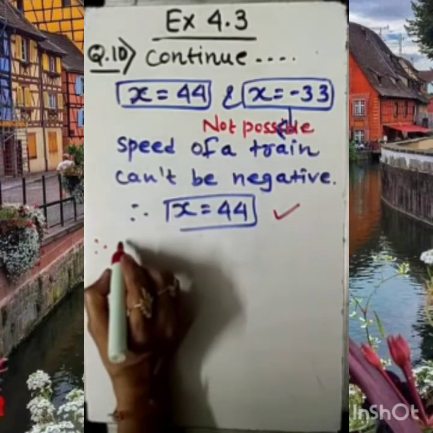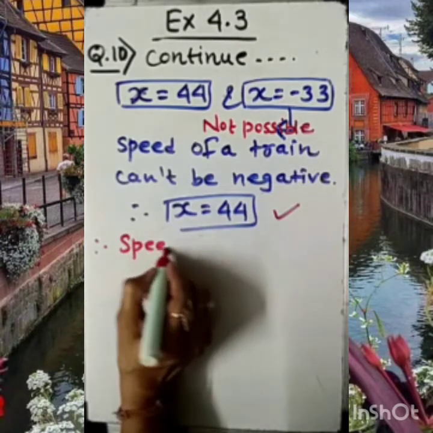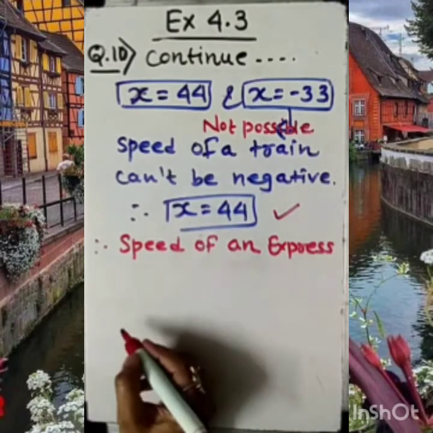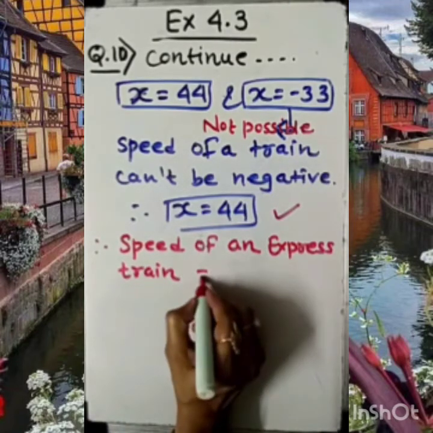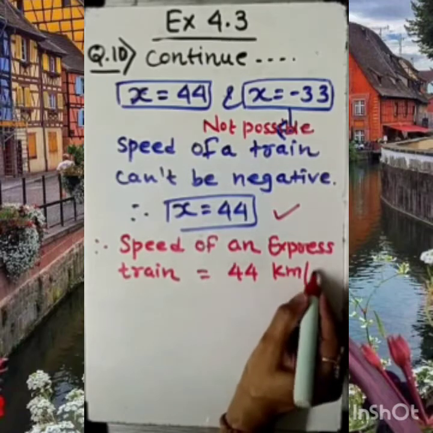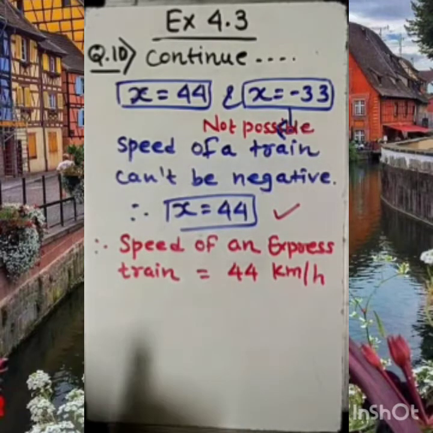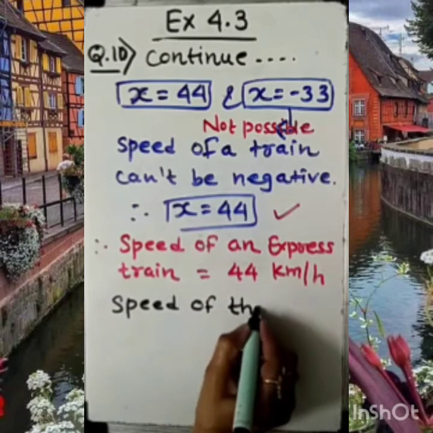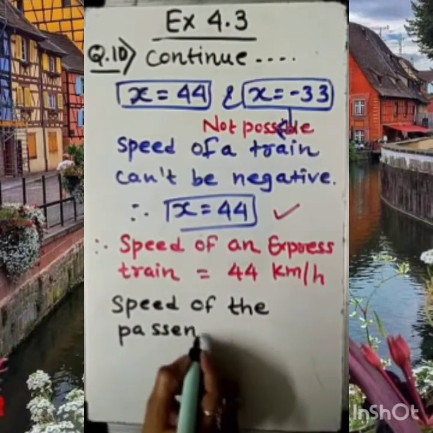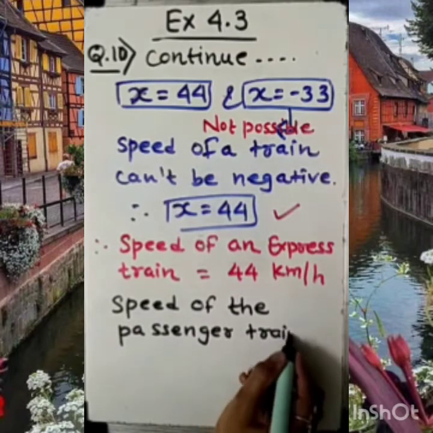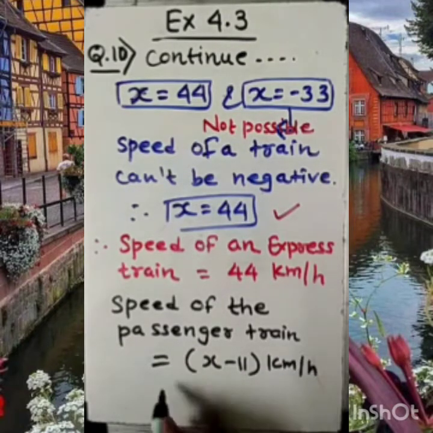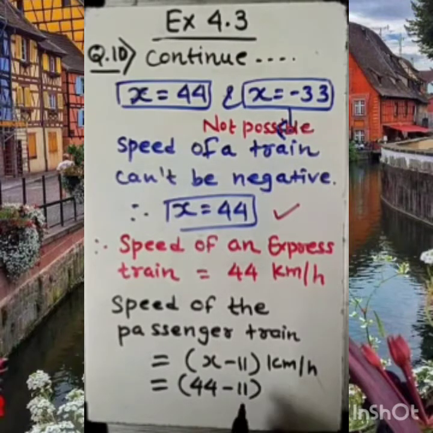That's why we need to mention here, therefore, the speed of the express train is 44 along with the unit kilometer per hour. Okay. Now, what will be the speed of the passenger train? We have considered the speed of the passenger train as x minus 11, because it is slower than this, x minus 11 kilometer per hour. So dear student, it will be 44 minus 11, that is 33 kilometer per hour.